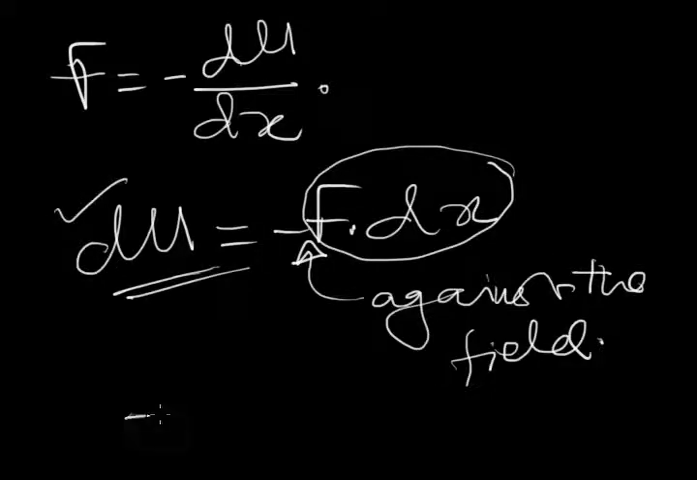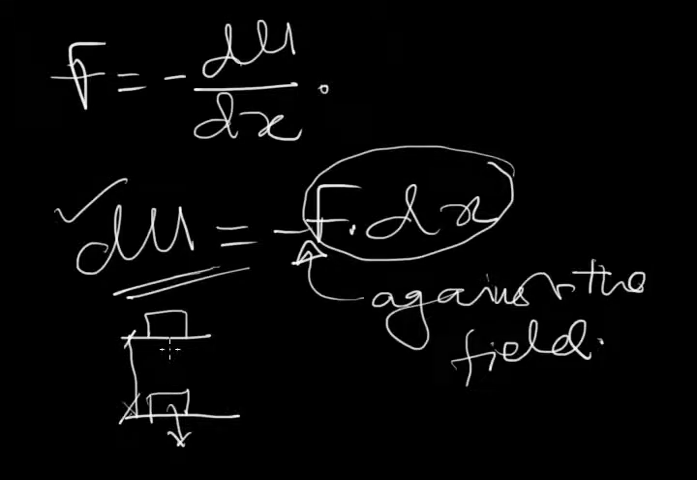Again, the example of the weight: as I'm putting the weight up there to a height h, what I'm doing is working against gravity to put it up. So that is why this work gets converted to potential energy.